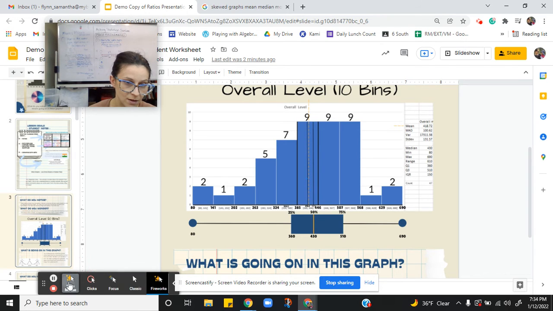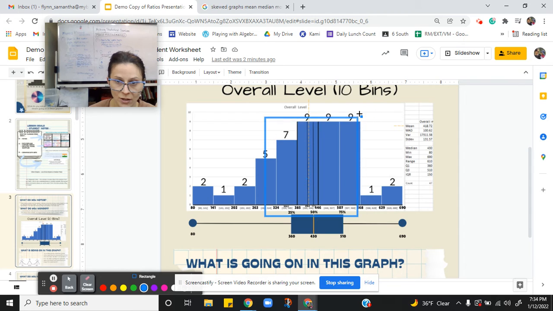I don't know how to get off that. There it is. So let's say here's the center. Then about 100 below that is here, and 100 above it is about here. And so that's the region of students who are typical. They're in the middle, and then within that first bound of spread.